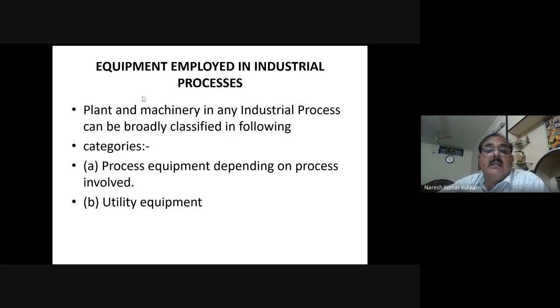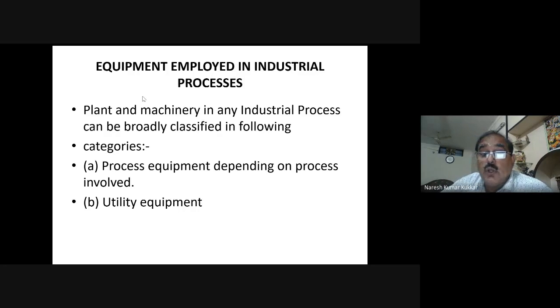Then comes the equipment employed in the industrial processes. Plant and machinery in any industrial process can be broadly classified into the following categories. Number one, process equipment, depending upon the process involved. We have discussed that there are two types of equipment. One is process equipment depending upon the process involved. If you have a car industry, there is a process involved: engine is required, transmission is required, gearbox is required, body is required, steering wheel is required, tires are required, axle is required, rear axle is required. These are all the process equipment.